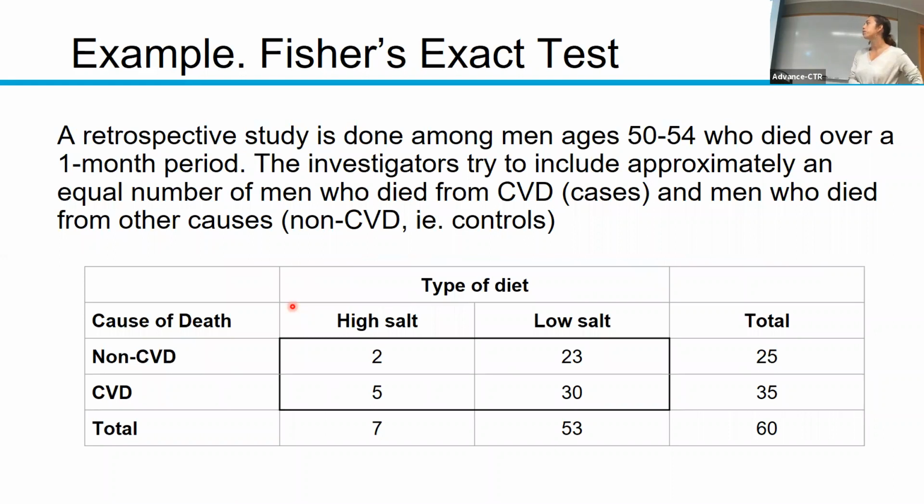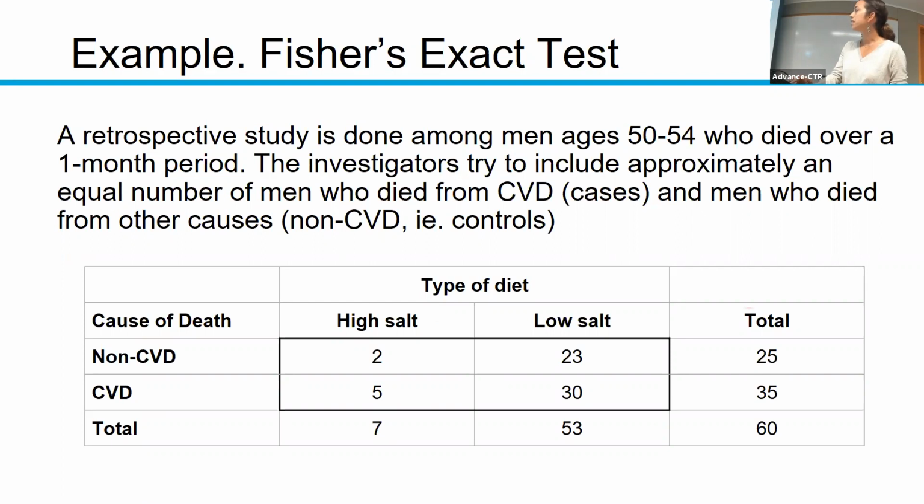So let's look at an example to help us illustrate this test and when it might be useful. So in this situation, there's going to be 2 potential causes of death. One is cardiovascular disease, and the other one is some other type of cause of death. And so we're going to consider those who died of CVD as cases and those who did not die of CVD as controls. And we're trying to examine whether the type of diet that you're exposed to, as measured by high salt or low salt diet, has an effect on the cause of death. So are these 2 variables associated?